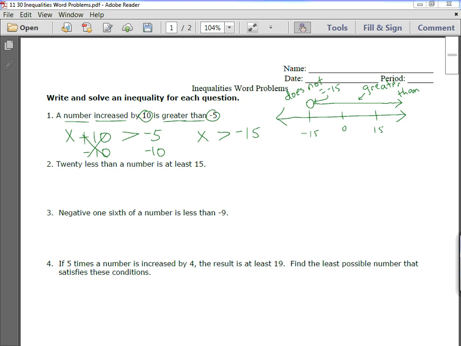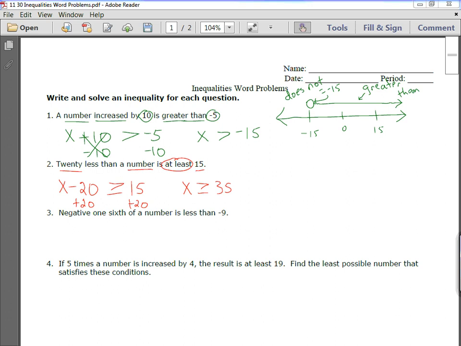Number 2 says 20 less than a number. 20 less than a number is at least 15. So I've got to take away 20 from a number. And at least means that it can be greater than or equal to 15. First thing I want to do is add 20 to both sides, getting rid of the subtraction. And that leaves me with x is greater than or equal to 35.